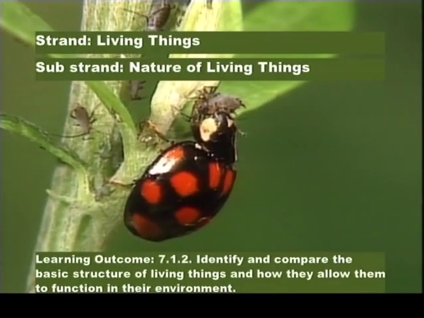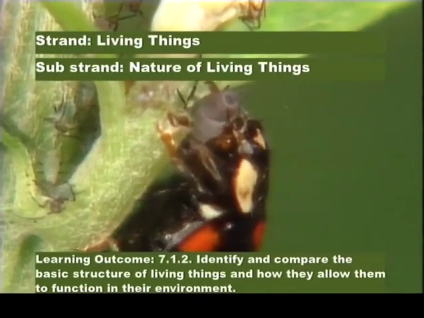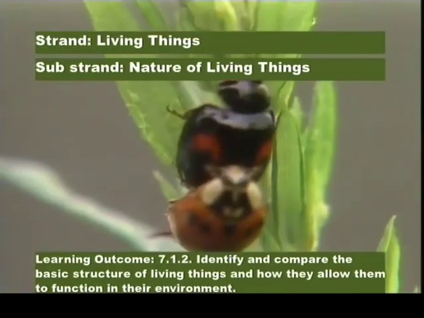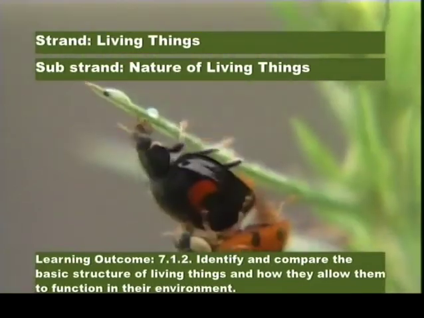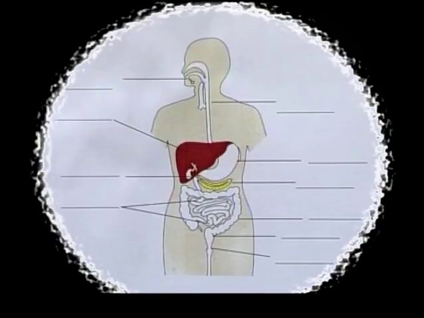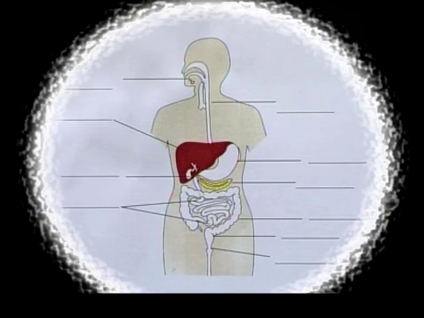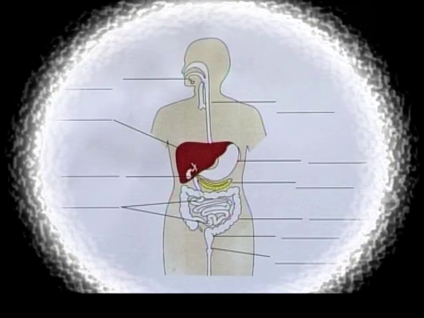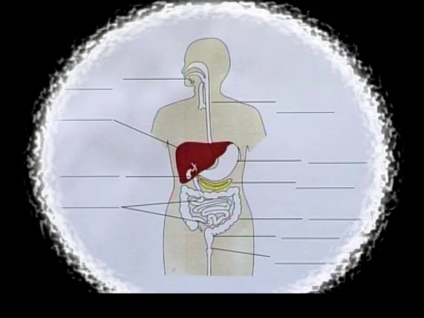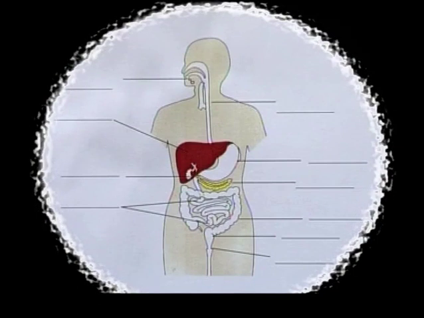Now, receiving teachers, we are on the same strand, living things, substrand, nature of living things, and our learning outcome is taken from the teacher guide and the syllabus, which is 7.1.2. Now, class, let's have a look at this diagram that I have on the whiteboard. And you also have this diagram in your workbook. This diagram is found on page 31. And I have it on the whiteboard for you.